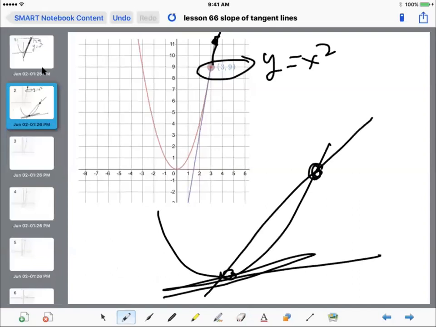Well, the other point is a little bit to the right of the first point. And we call the difference in the x values, we use the letter h for that. So this other point is not 3, 9. It's 3 plus h is the x coordinate. Now this point is not on the tangent line. It's on the parabola itself. So what would the y coordinate of that point have to be? And that's right, (3 plus h) squared.